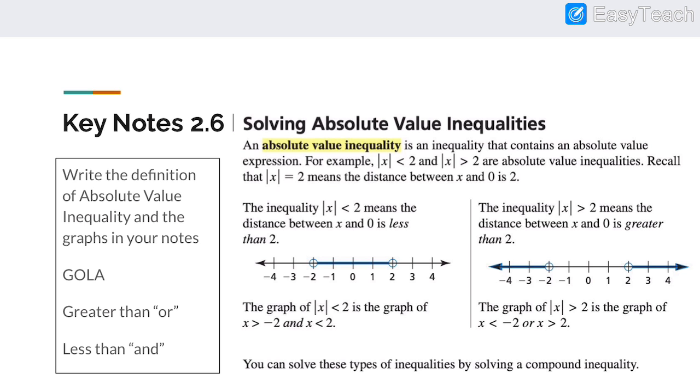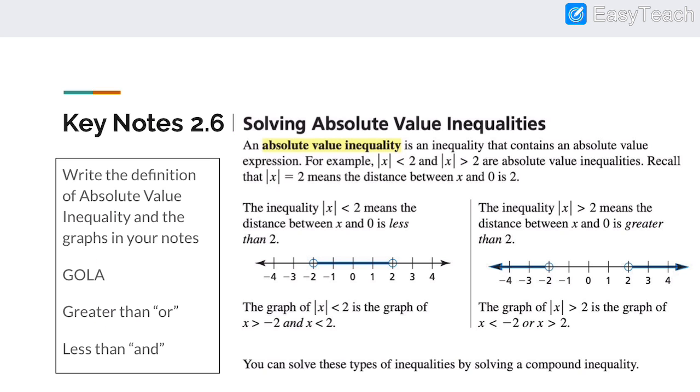There are a lot of notes on this page, so I'm just going to walk through this as you should be writing this down. You should write down all of this paragraph and then all of these paragraphs as well. The thing underneath here, right there, that's not as important. The biggest thing is that an absolute value inequality is just an inequality that has an absolute value expression.